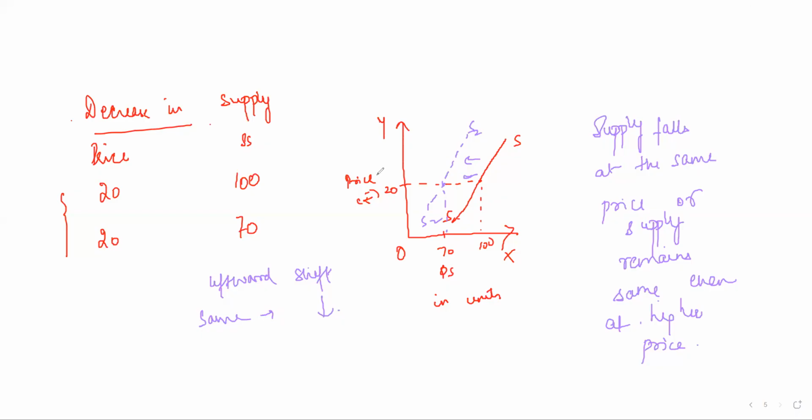So you can see here that supply falls at the same price, or supply remains the same even at a higher price. This is what is your decrease in supply. Okay. So now I'm quickly going to take a recap of what all we have done and what the reasons for that are. Let us quickly understand that.